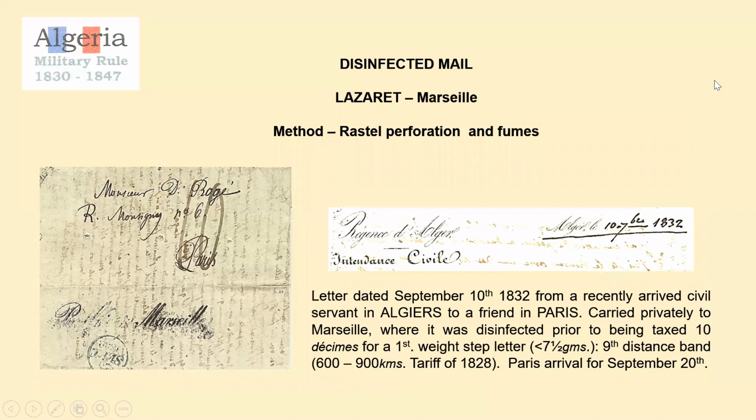Disinfected mail coming out of Algiers in 1832 was disinfected, and this one was at the lazarette in Marseille, where it has been punctured and fumigated to hopefully kill off any of the nasty bugs from the plague.